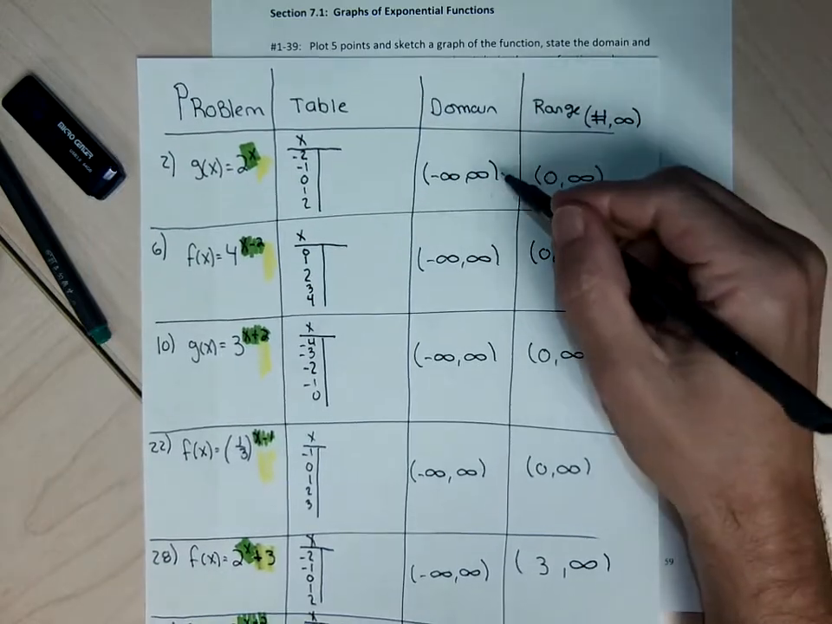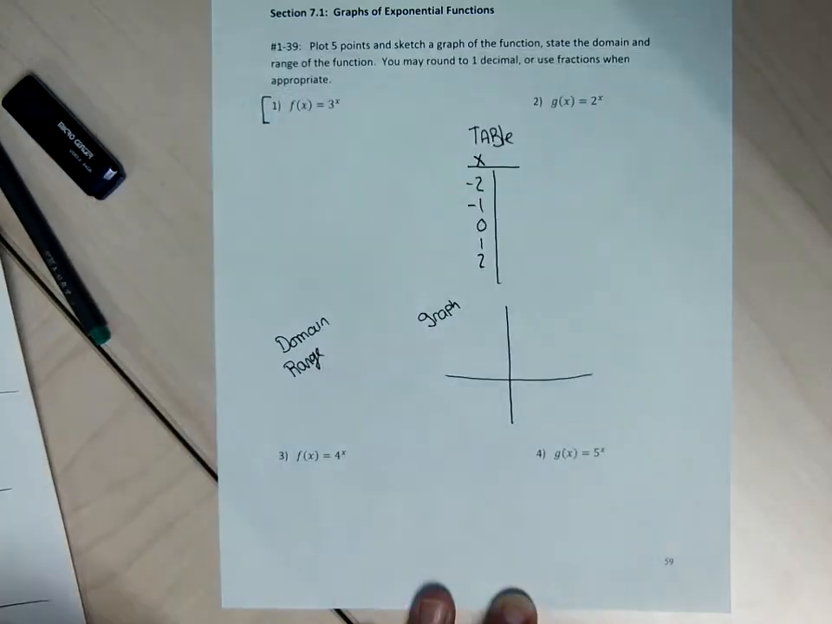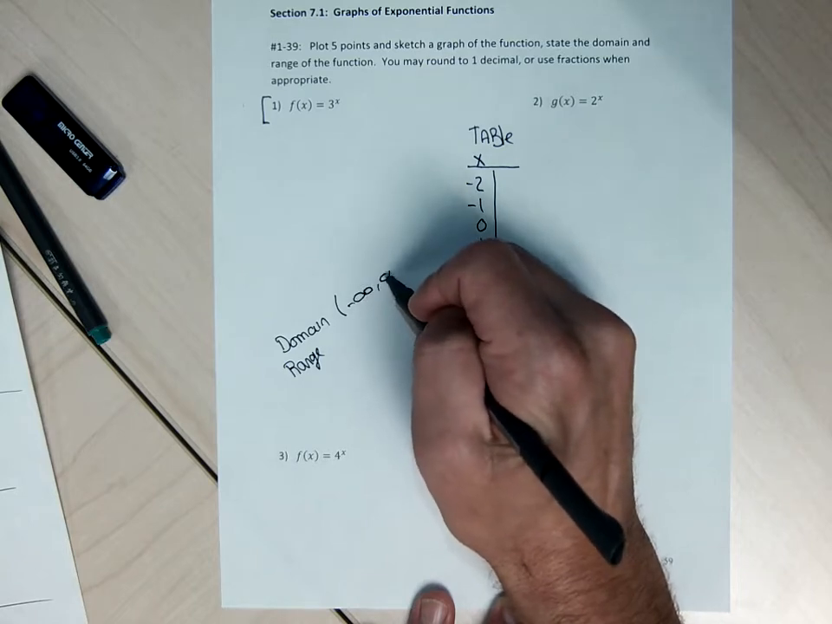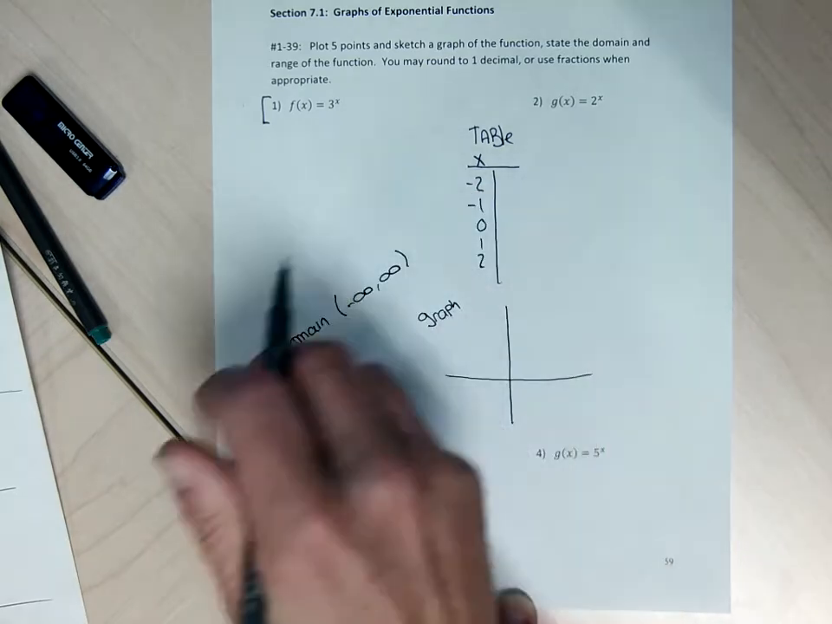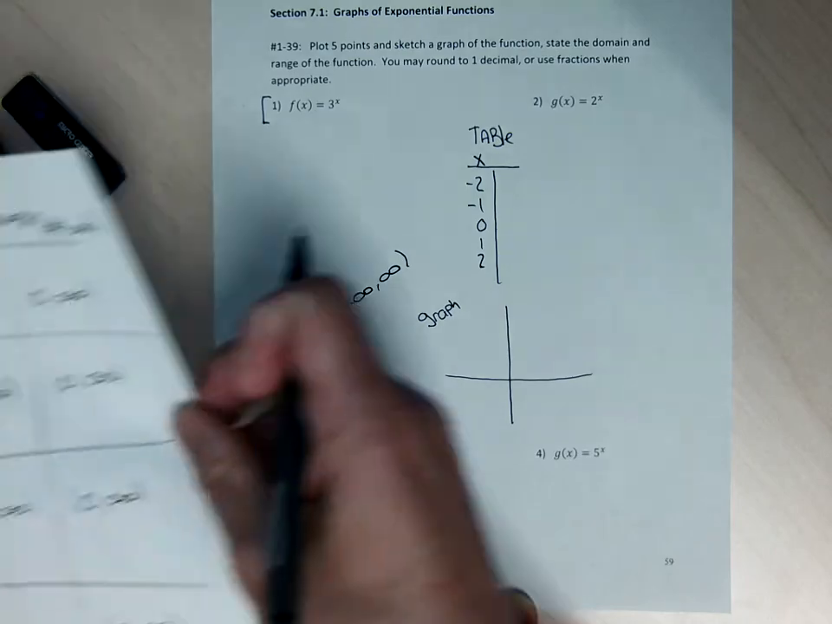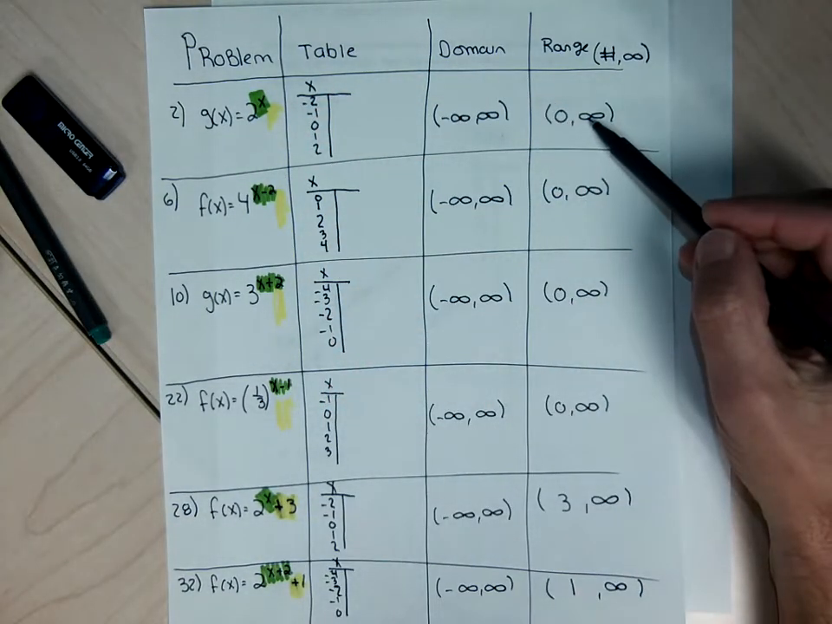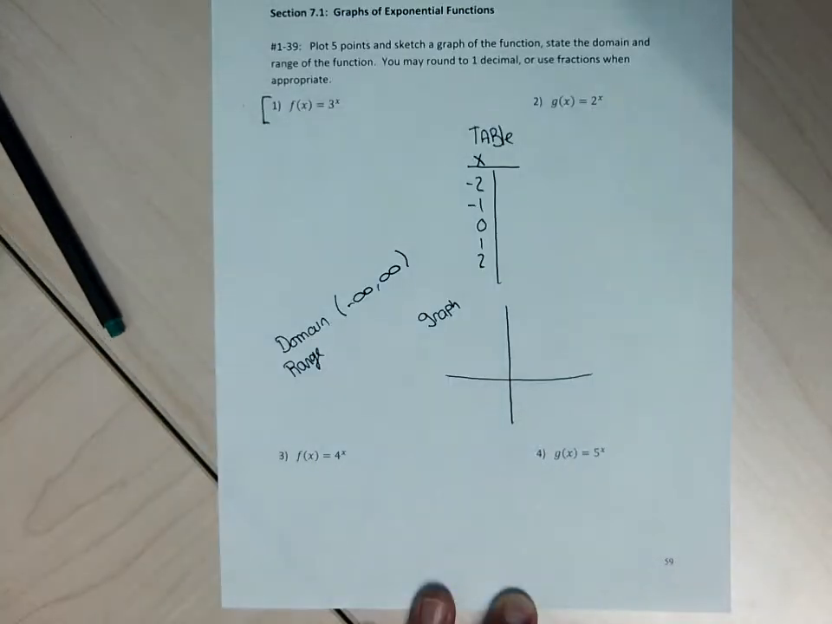All exponential functions have domains of negative to positive infinity. So the domain of this is going to be negative to positive infinity. And because there isn't a number written after the exponent, the range is going to be 0 to infinity.